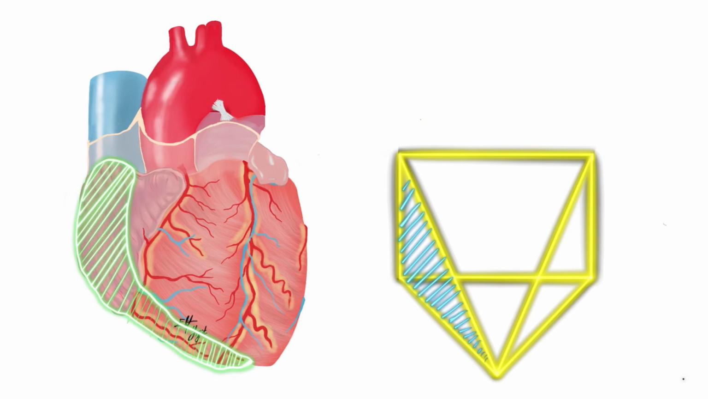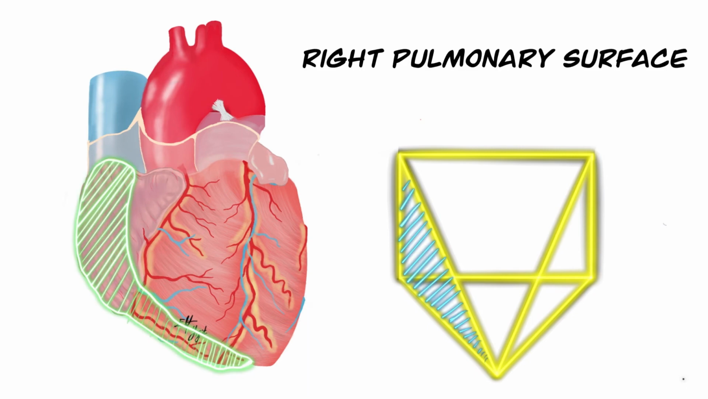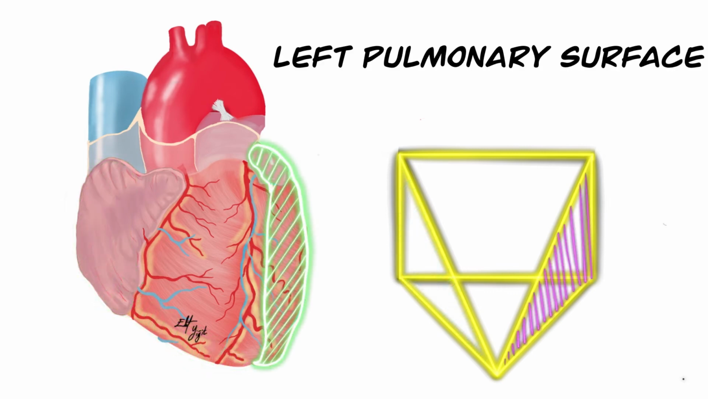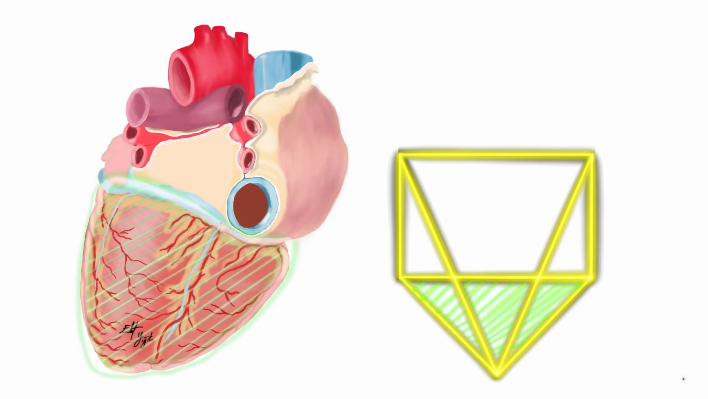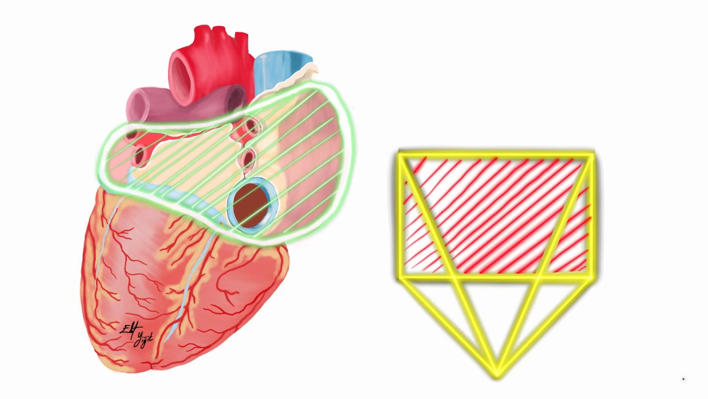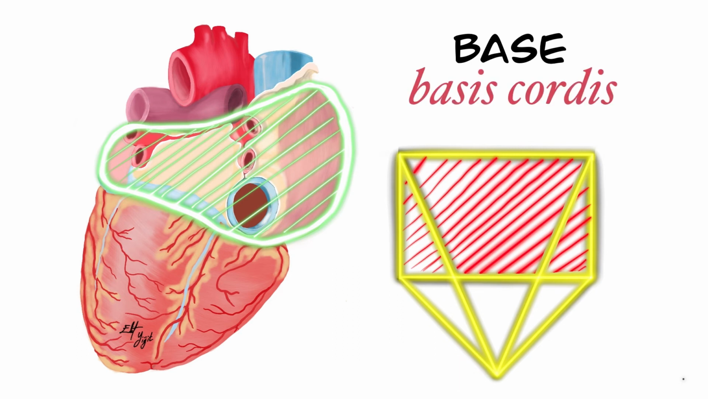The right face of the heart is the right pulmonary surface. This is also known as facies pulmonalis dexter. The left pulmonary surface is also known as facies pulmonalis sinister. Inferiorly, the heart sits on the diaphragm, so the inferior surface is also known as the diaphragmatic surface or in Latin, facies diaphragmatica, or facies inferior. The posterior surface of the heart is the base. This is also known as basis cordis in Latin.